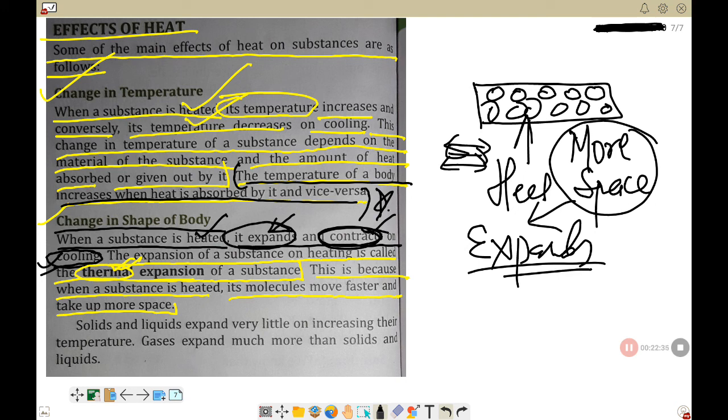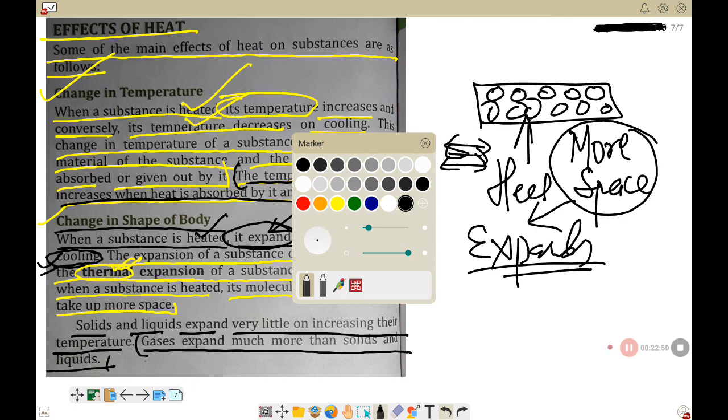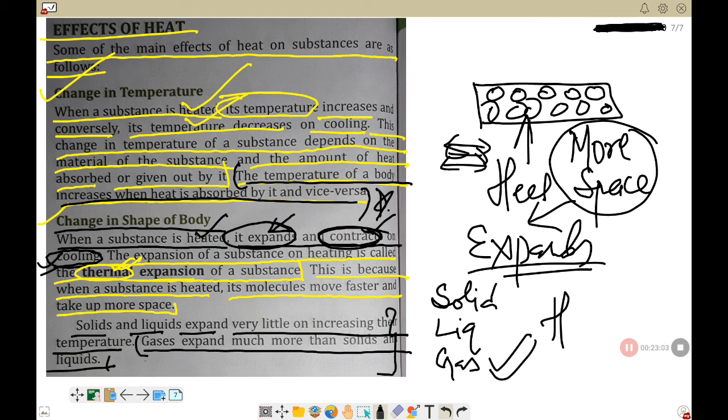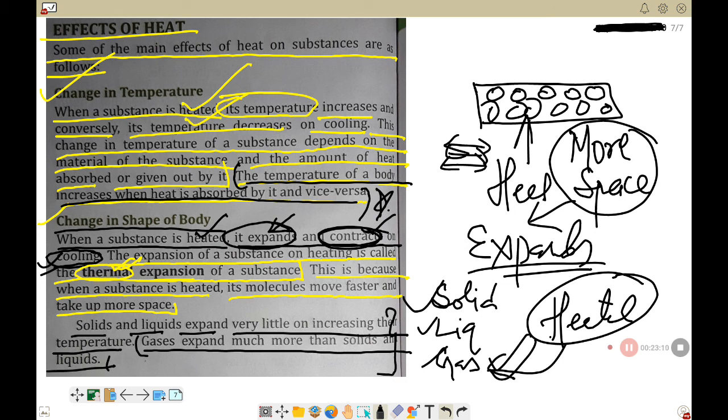All right. So similarly, you see that solids and liquids expand very little on increasing their temperature, whereas gases expand much more as compared to solids and liquids. So from this last sentence, what we understand is that among the three states of matter, that is solid, liquid and gas, gases expand most when they are heated. Understand? Among all, which one gets expanded most? Gas.